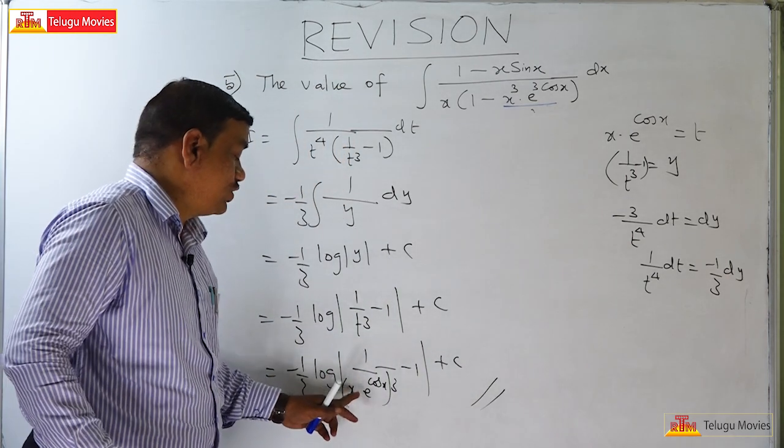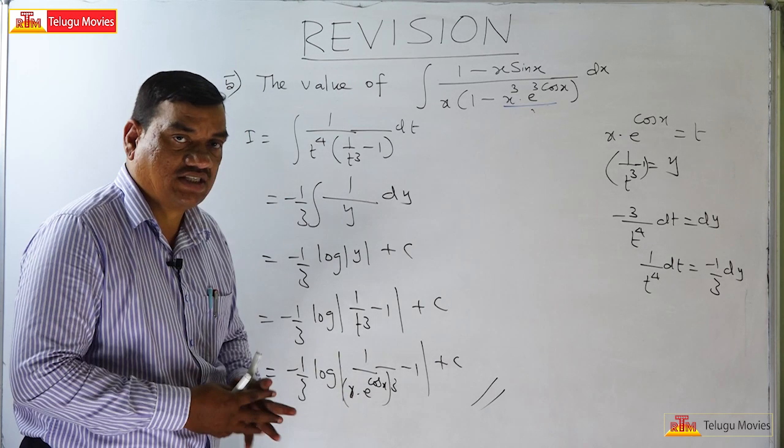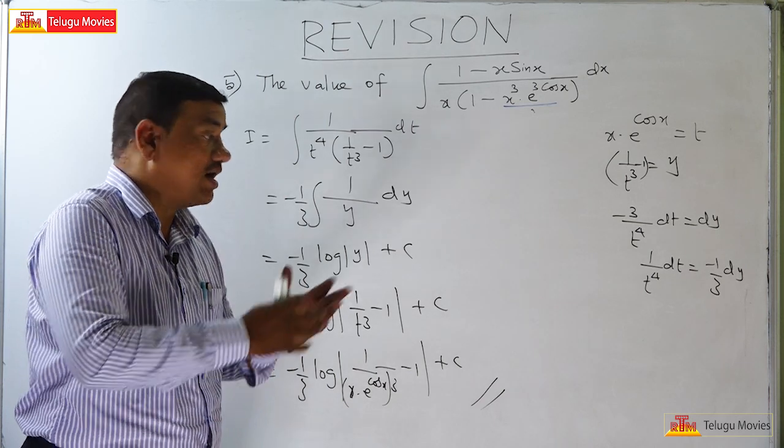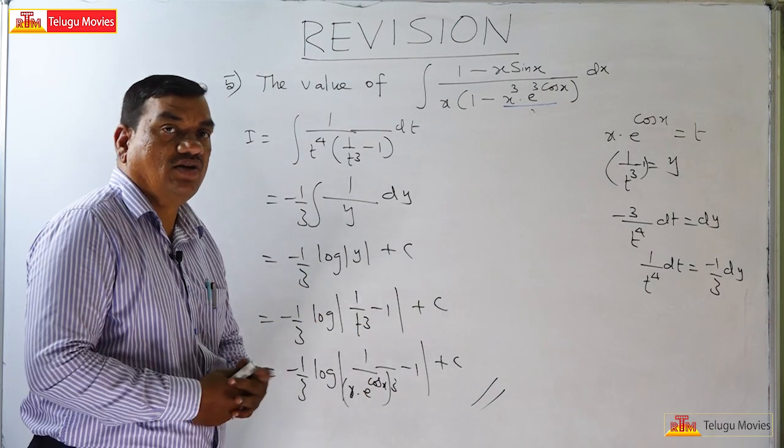Otherwise you can write x cube into e power 3 cos x. That will be the final answer. Okay, now in the options this will be there. You put the answer. Okay, right.